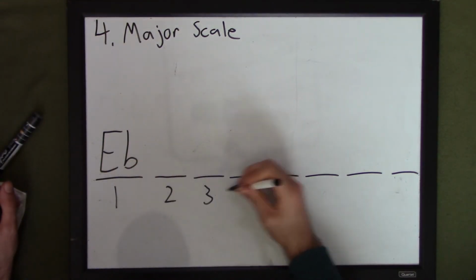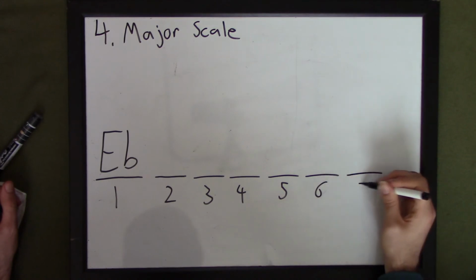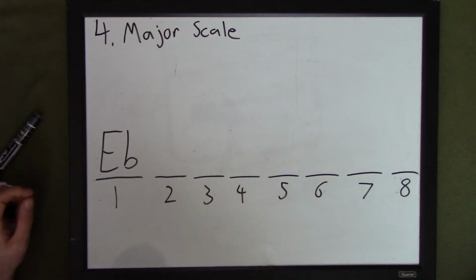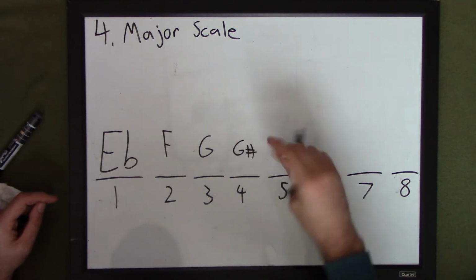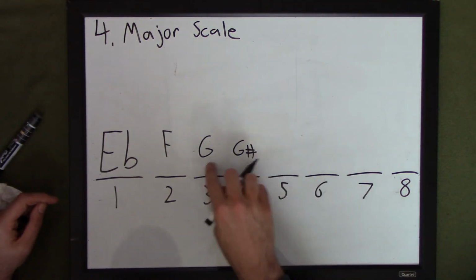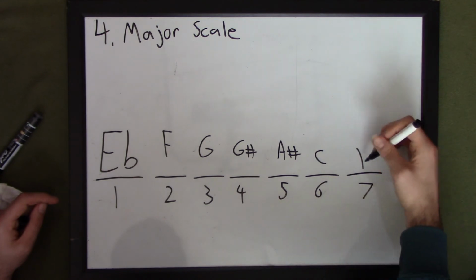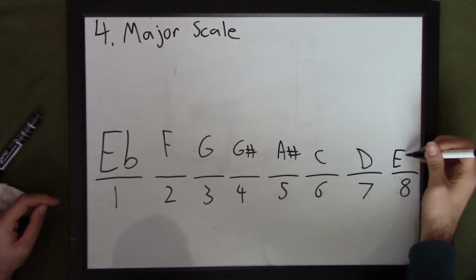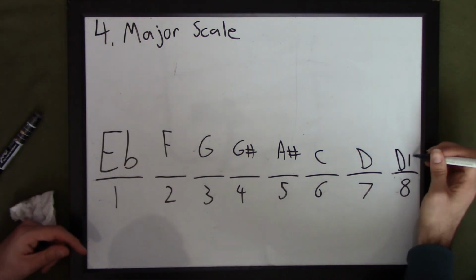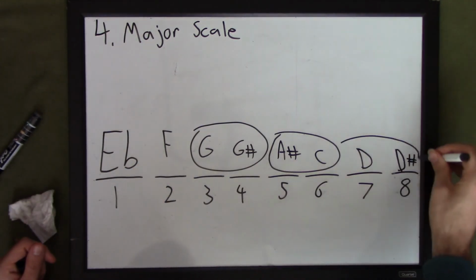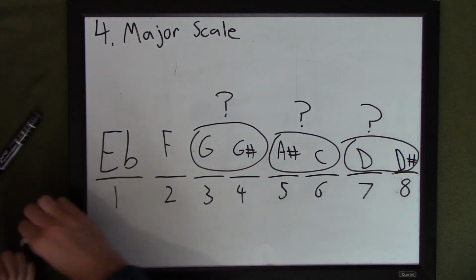To give you another example, we could do it in E flat. If you were to try to write the E flat major scale with sharps, you would get something really weird. You would get E flat, F, G, G sharp, A sharp, C, D, D sharp. And that's really weird because you started on E flat and you ended on D sharp. That's really weird. So that G sharp, let's make it an A flat.